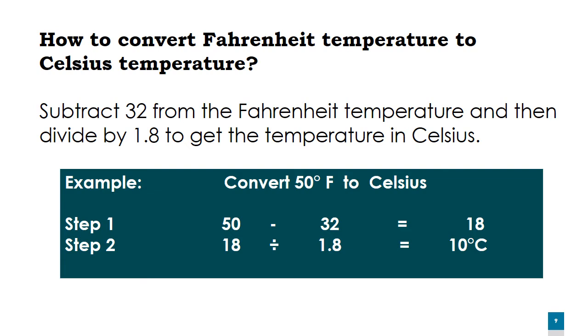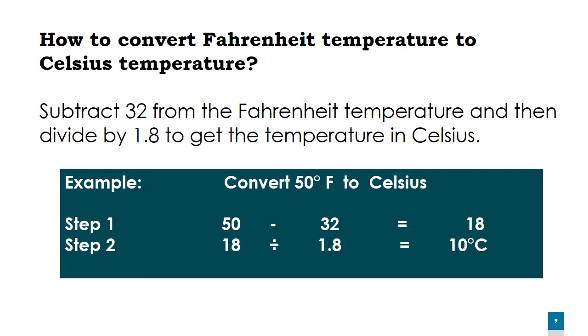Now next, how to convert Fahrenheit temperature to Celsius temperature. Here also, this is also very simple, just 2 steps. Subtract 32 from the Fahrenheit temperature and then divide by 1.8 to get the temperature in Celsius.